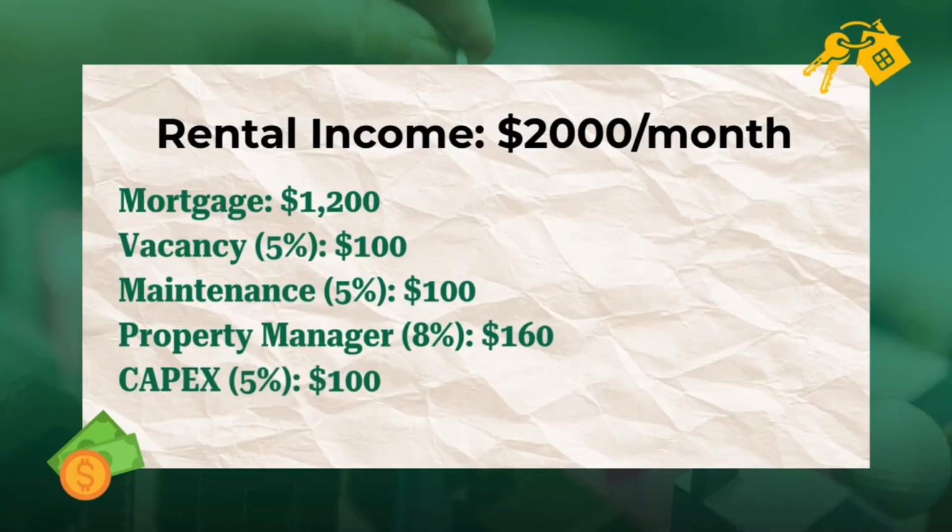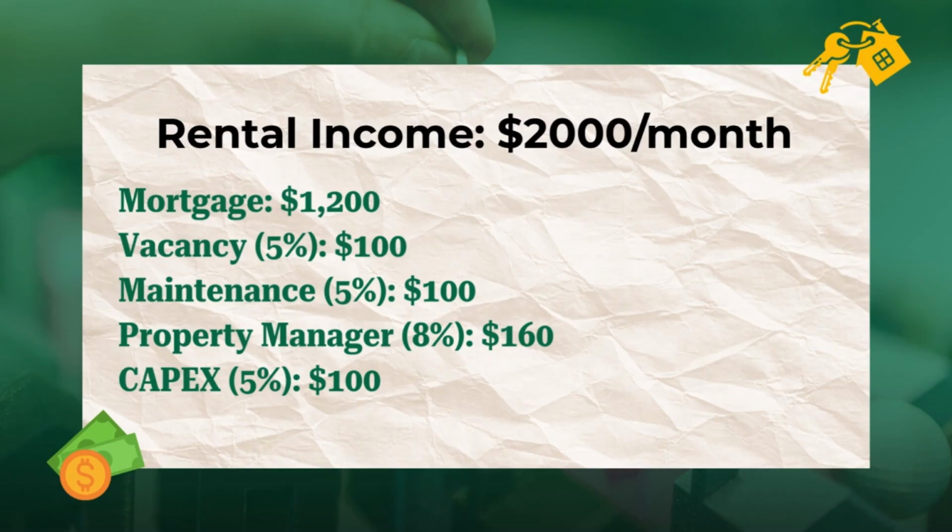So let's use this example. Let's say you bought a rental property, or you're looking at a rental property, and you see that you can get $2,000 per month in rent. So first, subtract that mortgage. Then you're just going to work yourself down all these categories. Most investors use the base of 5% of the rent. And then you're going to do the same thing with the repairs and maintenance.